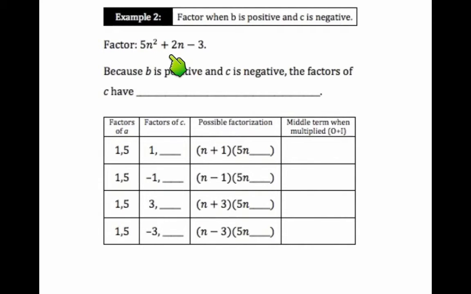Factor 5n squared plus 2n minus 3. Because b is positive and c is negative, this time we know the factors of c have different signs. One is positive and one is negative. So if we multiply those, we'll get a negative. And if we add them, we could get a positive. But really what we care about is this.